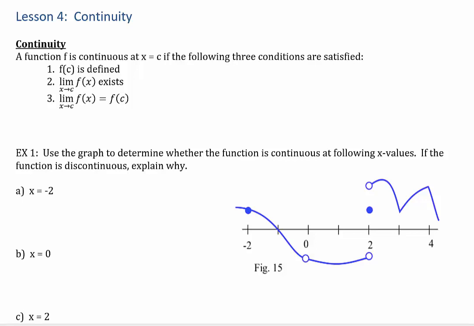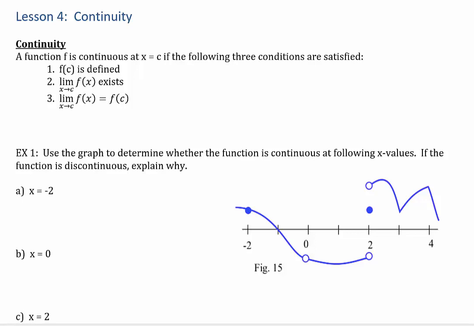In this lesson, we're going to be talking about the idea of continuity. I've typed up a definition of continuity, but basically, if a function is continuous, it just means you can draw it with a pencil without ever lifting up your pencil. So there's no breaks or gaps or holes in it.